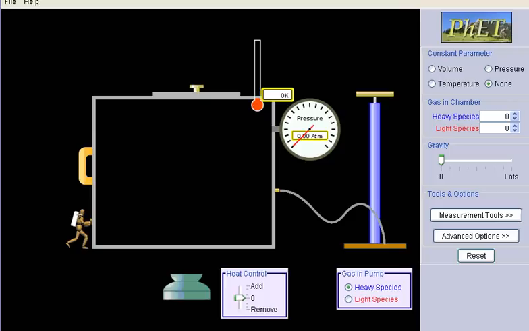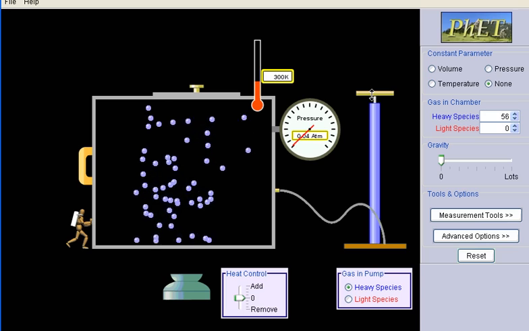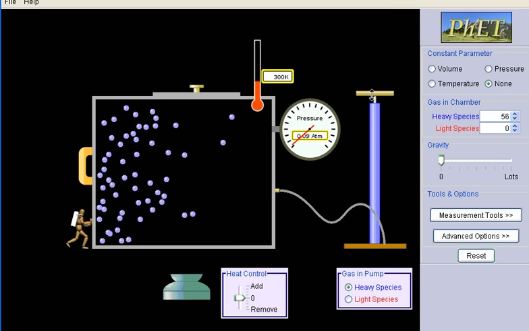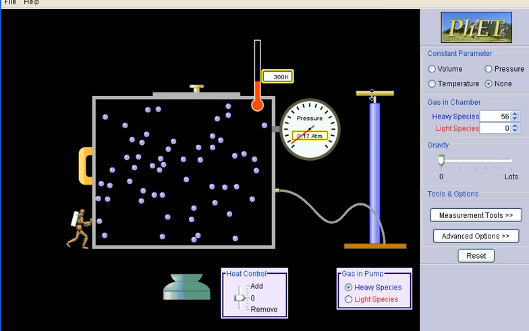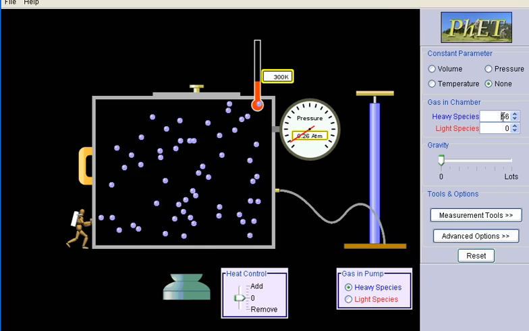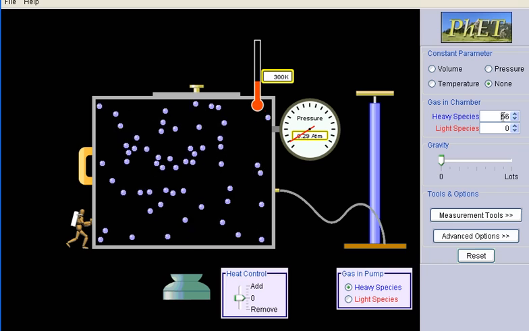Okay, so first thing we're going to do is keep temperature and number of moles constant. Before you do anything, make sure that you have your constant parameter on none. Alright, and we're going to go ahead and just pump some gas in there. So our temperature shoots up to 300. Okay, and then we're going to change the amount to, say, 250.